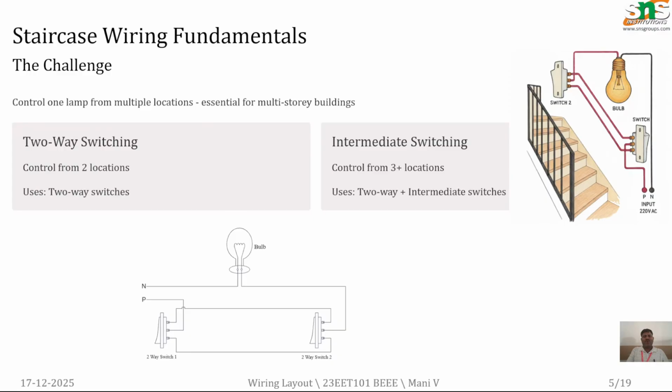Now, staircase wiring fundamentals. What is staircase wiring? In olden days, when we had to move from one floor to another, it was too dark and we were unable to move. So at that time, the wiring system for the staircase was invented. The main concept is to control a single lamp from two different locations, one on the first floor and another on the second floor. That is the main fundamental of staircase wiring.